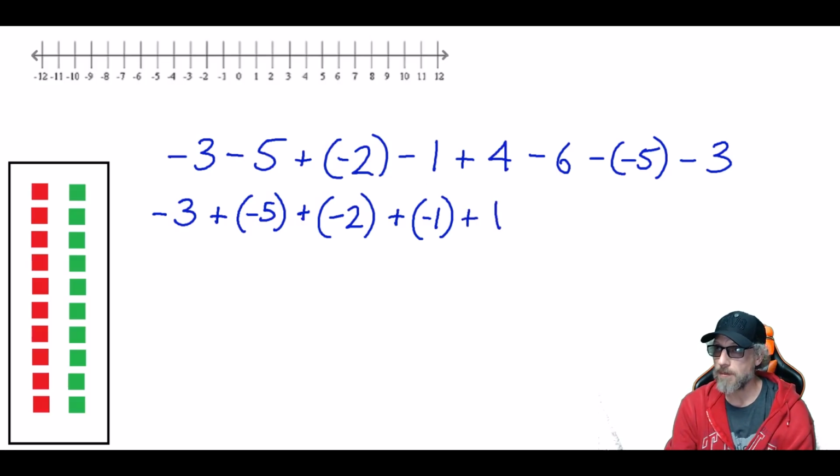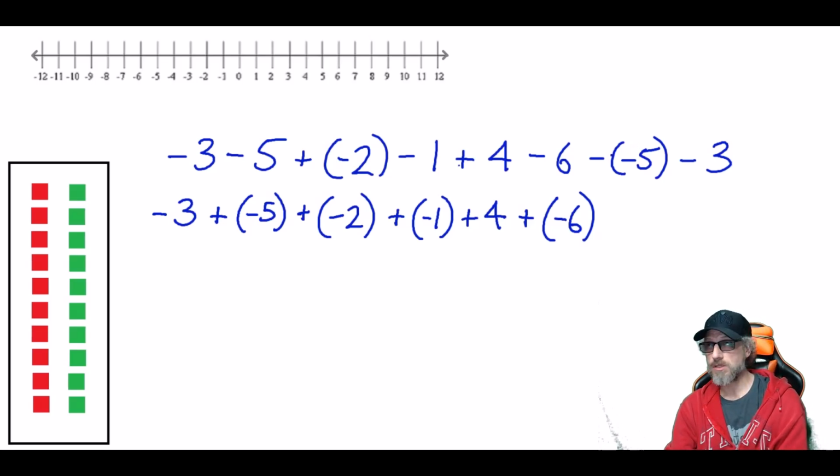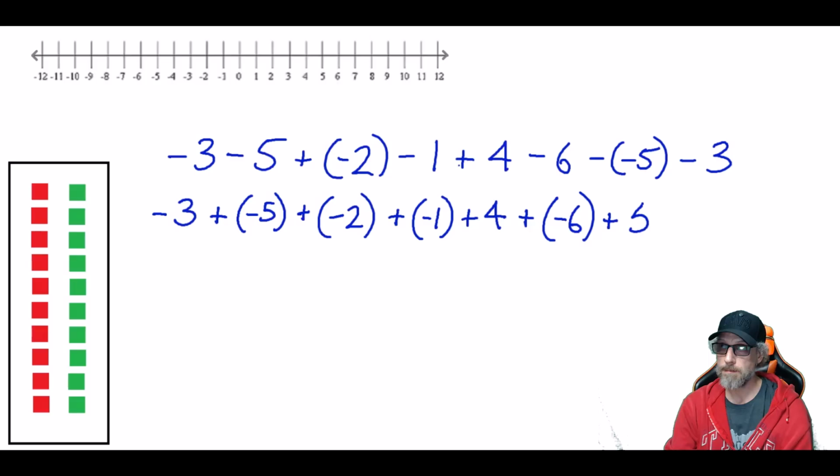Additions, we keep them. So +4, no change. Now we have a subtract. We've got a -6. So let's add the opposite. Add -6. There was one of those minus negatives, but just go slow. Remember what we do. We change a subtract to adding the opposite. So not minus -5, but add +5, the opposite. And lastly, one final subtract -3. We change that to plus -3.